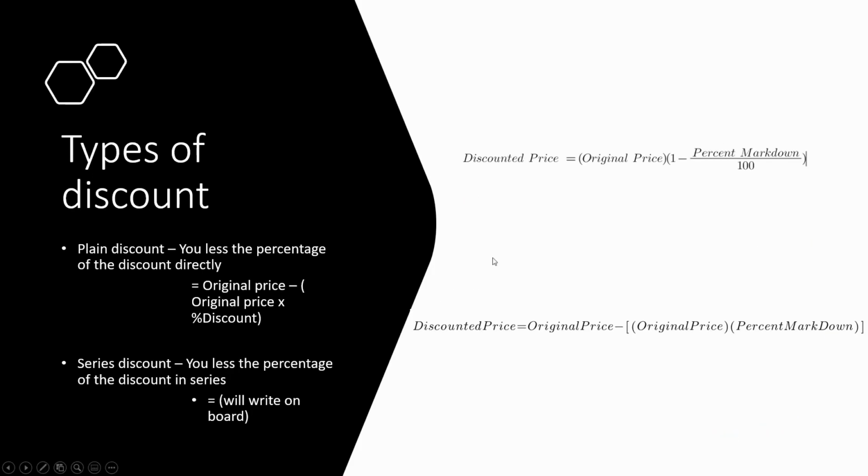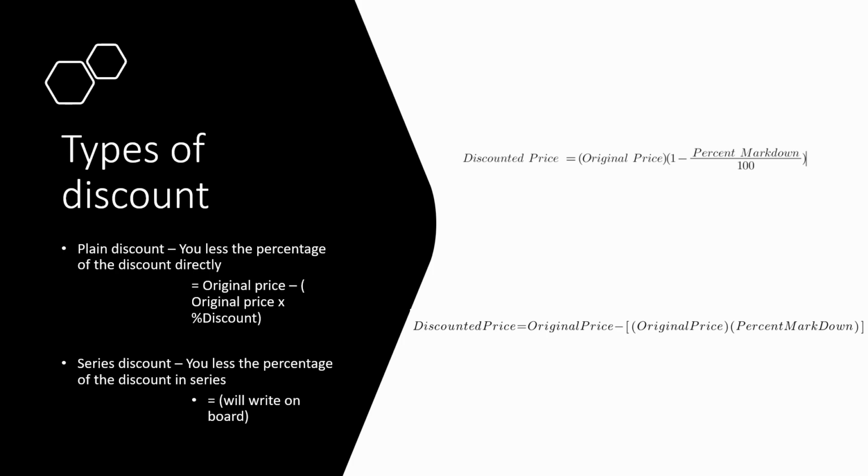So next we have the different types of discount. We have two main types of discount, the plain and the series discount. For the plain discount, this is usually used if you only have one discount when you're buying something. So you less the percentage of the discount directly, and on the screen you would have two formulas for getting the discounted price.